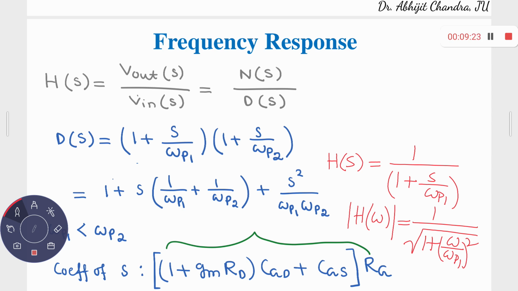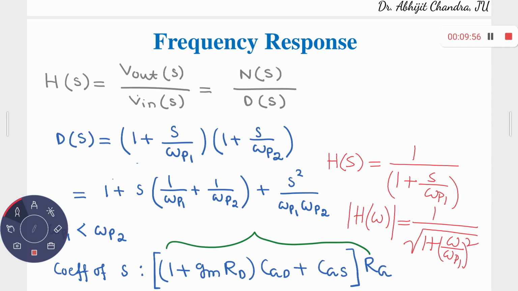So when omega is very small, that mod of H(omega), I have just normalized this one, is equal to unity. Now as omega approaches omega p1, then what is the value? 1 by root 2, a 3 dB decay. Then what about the corresponding change beyond that? Minus 20 dB per decade.